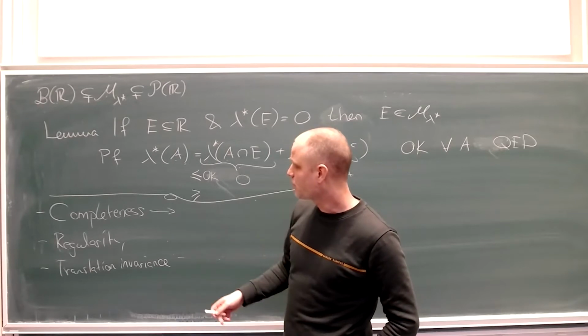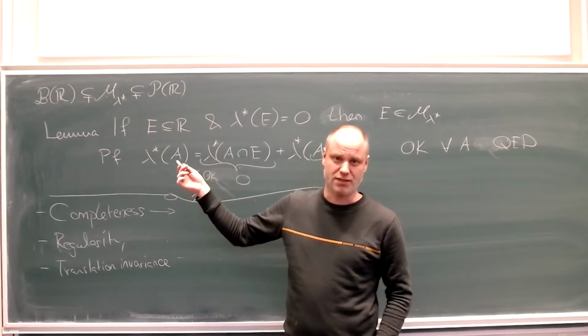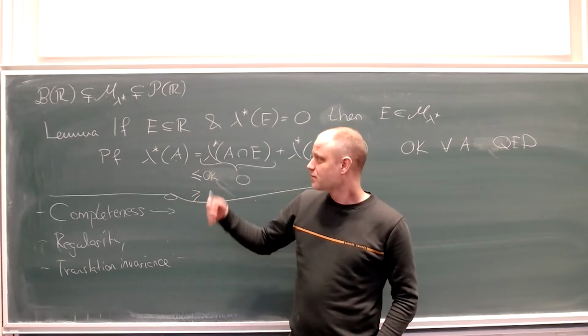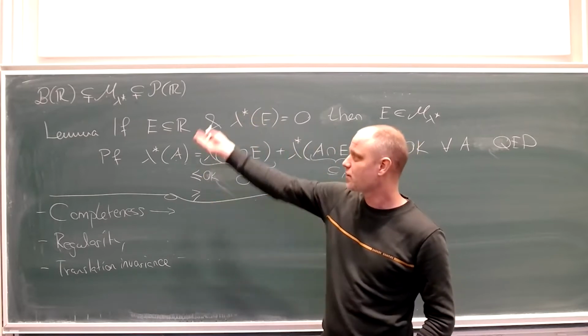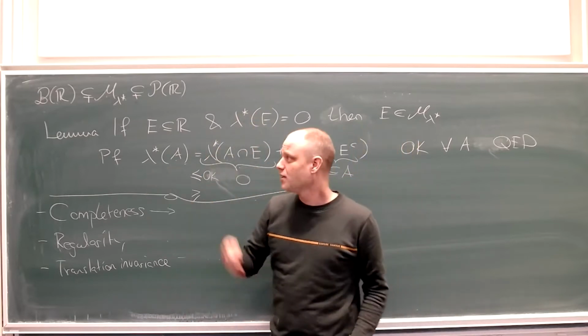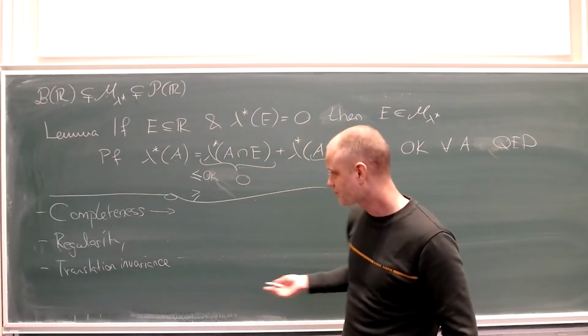Let me tell you what completeness is. This lemma here is a special case of completeness. And it's really nice. I mean, if the outer measure is 0, then we know it's in our sigma algebra. We can use it without thinking. We don't have this for the Borel sigma algebra, so that's a drawback of the Borel sigma algebra.